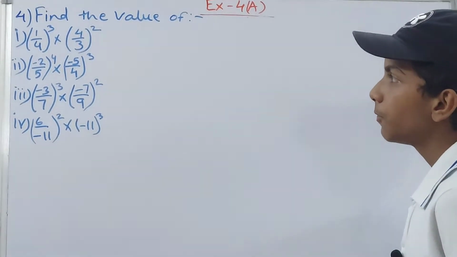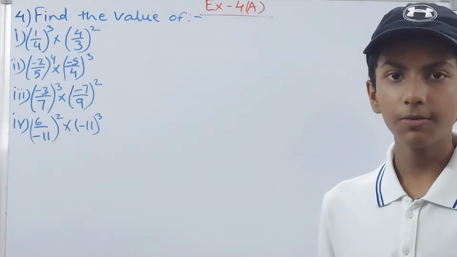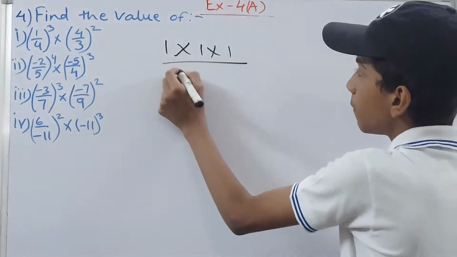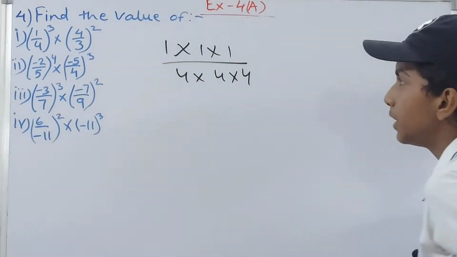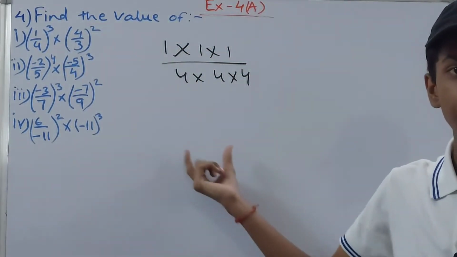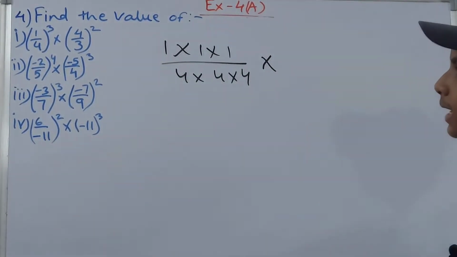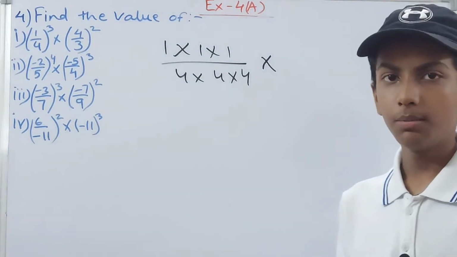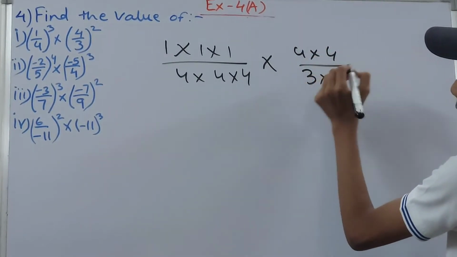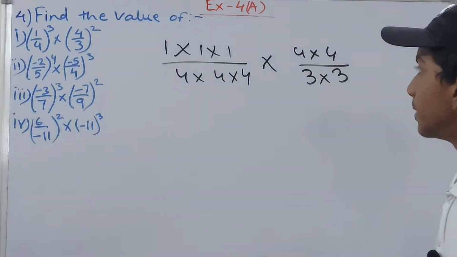First is (1 upon 4)^3 into (4 upon 3)^2. First of all, we will simplify each of them. (1 upon 4)^3 can be written as 1 into 1 into 1 upon 4 into 4 into 4, three times, because 3 is the power, so 3 times we multiply each of the numerator and the denominator. Now we put the multiply sign given in the question, and (4 upon 3)^2 will be written as 4 into 4 upon 3 into 3, because the power is 2, so 2 times we multiply each of them.